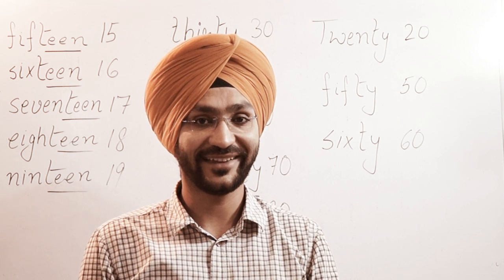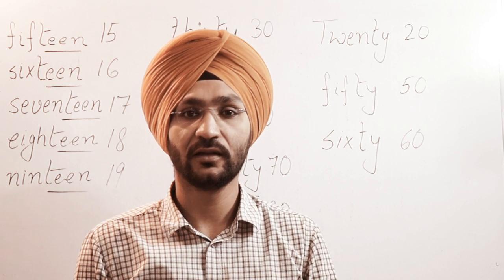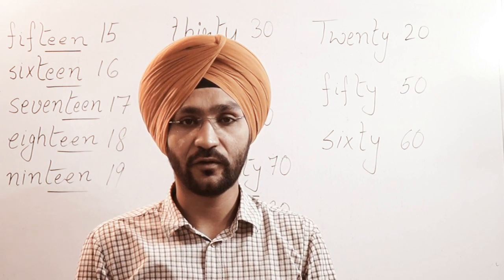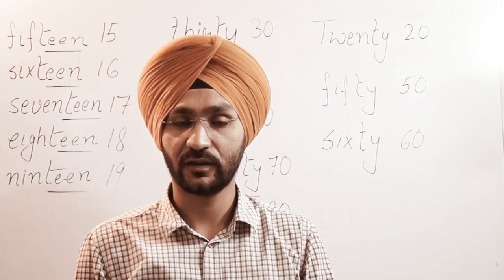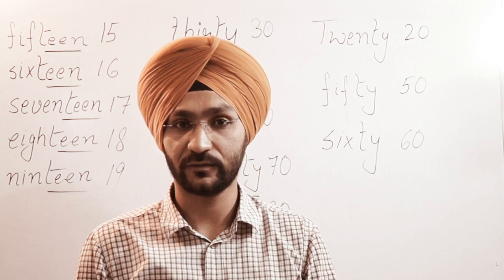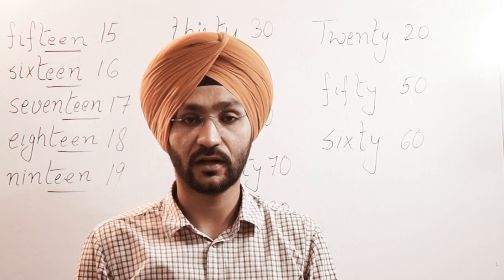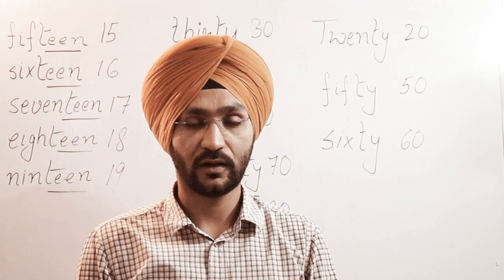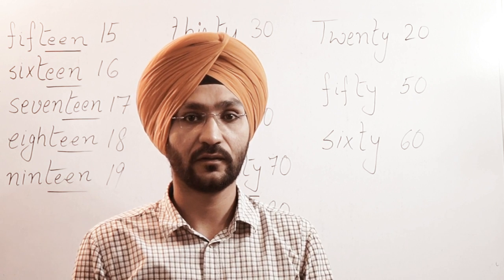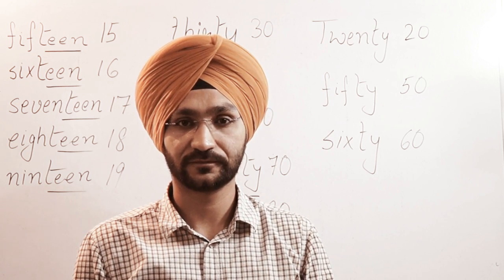Alright, that's the second rule. The third rule has to do with two numbers or more than two numbers. For example, 35. In this case, we stress on the second number, that is 5. We pronounce 35, right? We don't pronounce it with the stress on the first part. It doesn't sound good, right?